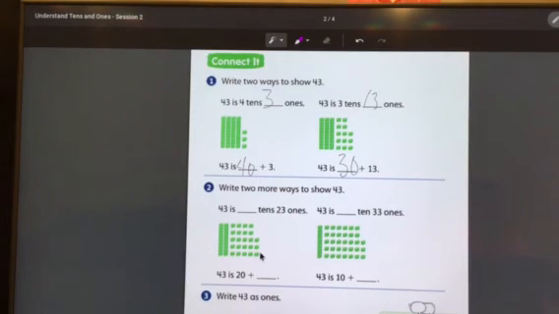Remember, you need to be careful when they're asking how many tens. How many tens means you go like this. 1, 2, like 2 groups of 10. So 43 is 2 tens and 23 ones. So 43 is 20 because 2 tens is 20 plus how many ones goes down here, which we know is 23. So 43 is 20 plus 23.